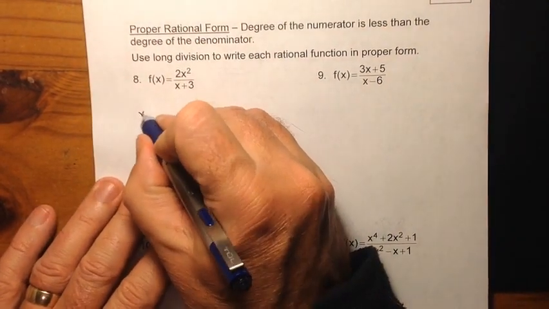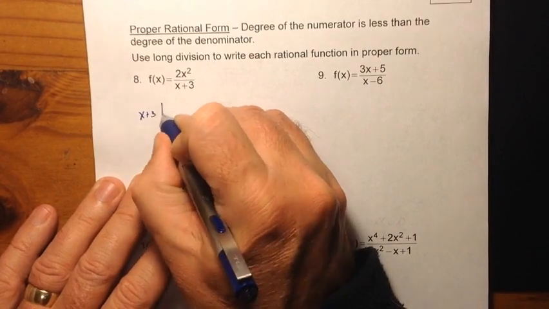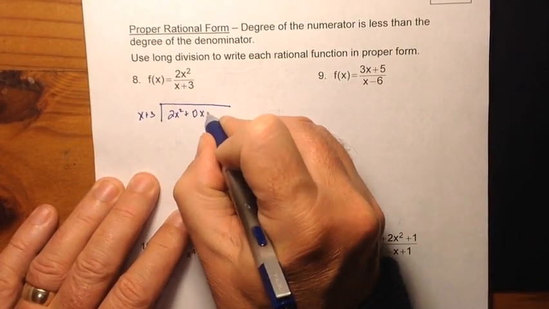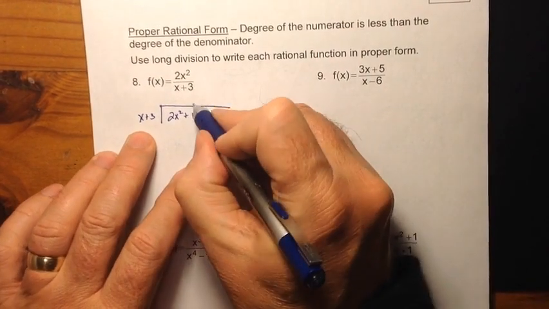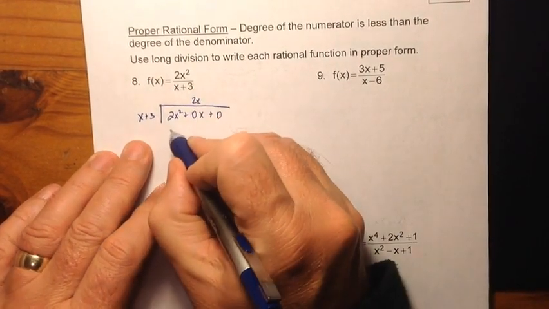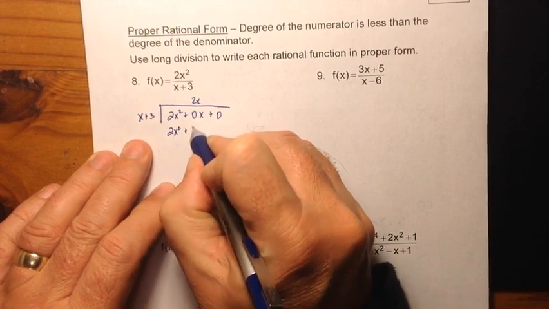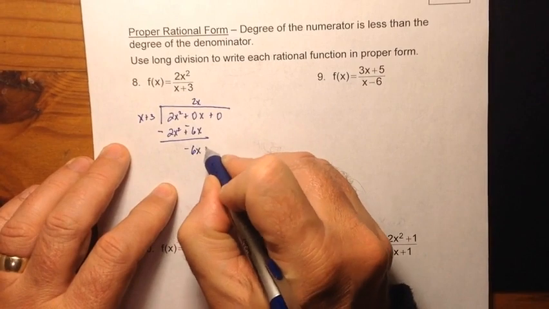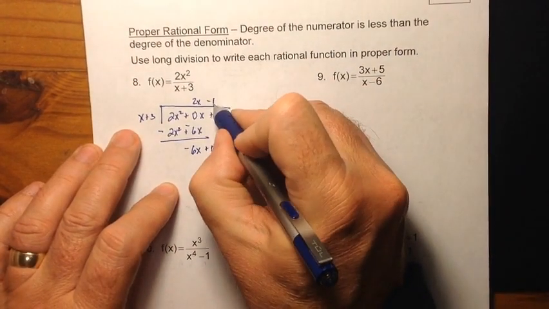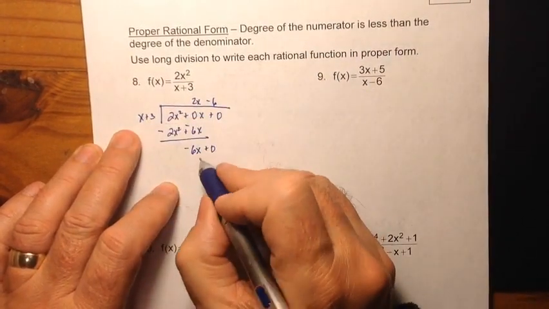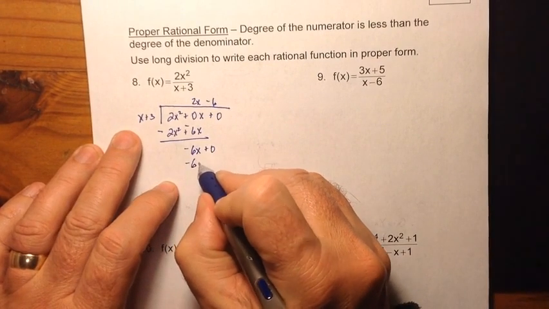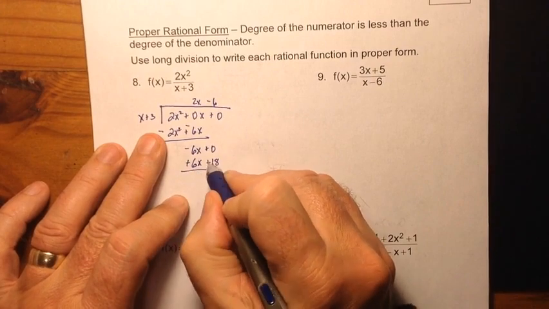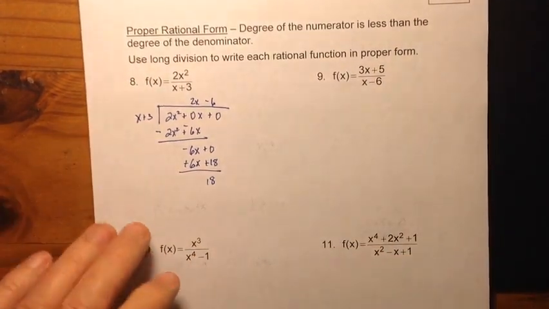So we'll do x plus 3. I'm going to divide this into 2x squared plus 0x plus 0. So I'm multiplying times 2x. 2x times x is 2x squared plus 6x. Remember to change your signs. This is negative 6x plus 0. So minus 6. Negative 6 times x is negative 6x. Negative 6 times 3 is negative 18. I'm going to change my signs. I have a remainder of 18.